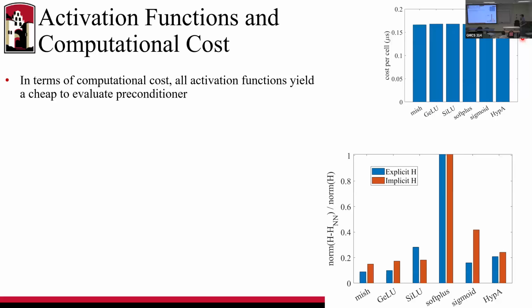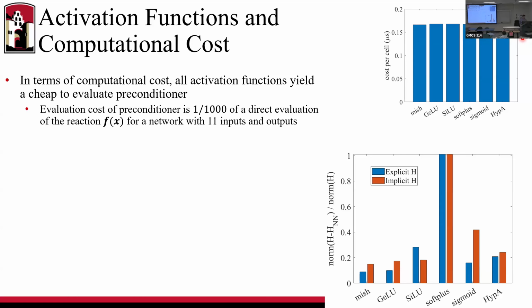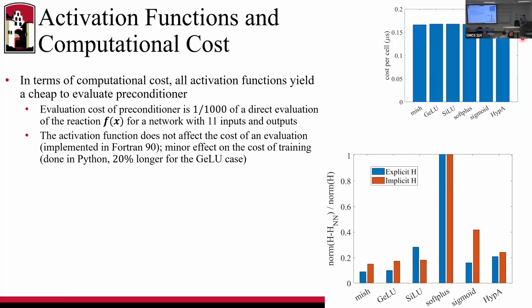Okay, so now let's talk about how these activation functions perform. And in terms of computational cost, the activation functions do not actually make that much of a difference. So here on the top, I'm showing you the cost of evaluating this neural network per grid cell per time step. So remember, the cost of the actual function was 142 microseconds. The cost of evaluating the neural network for pretty much all of them is less than 1 microsecond. So the evaluation cost of the preconditioner is about 1/1000 of a direct evaluation of the function for a network for our hydrogen case, which has 11 inputs and outputs.